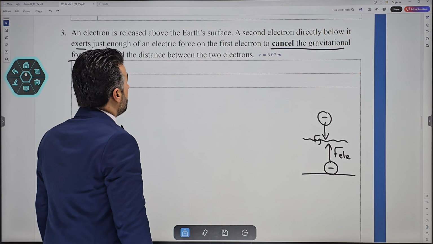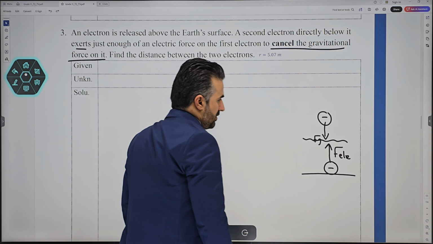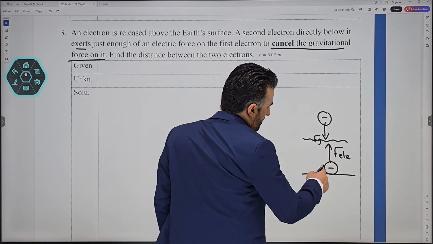Basha, let's find the distance between the two electrons here. How do we find this one here?